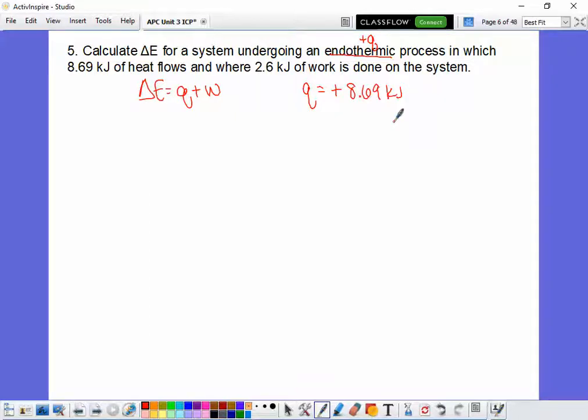And then where 2.6 kilojoules of work is done on the system. So that's my work. We know it's 2.6, but what's the sign? Work is done on the system. System's having work done on it. It's a positive thing. Remember, when the system does work, that's negative. Work done on the system, that's positive. Okay? So to find delta E, what are we going to do with these values? Add them together. And deal with sig figs, your favorite.